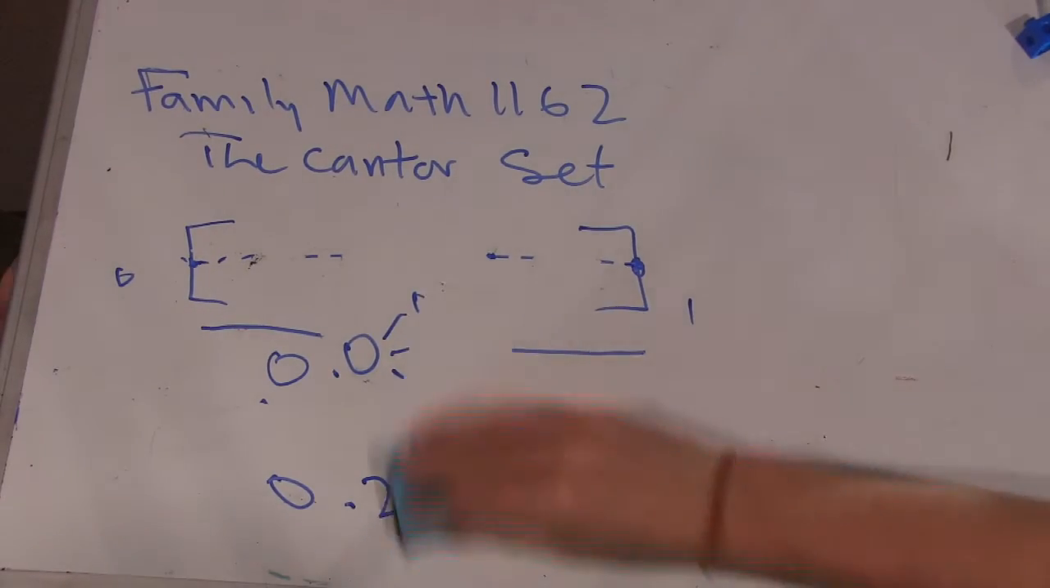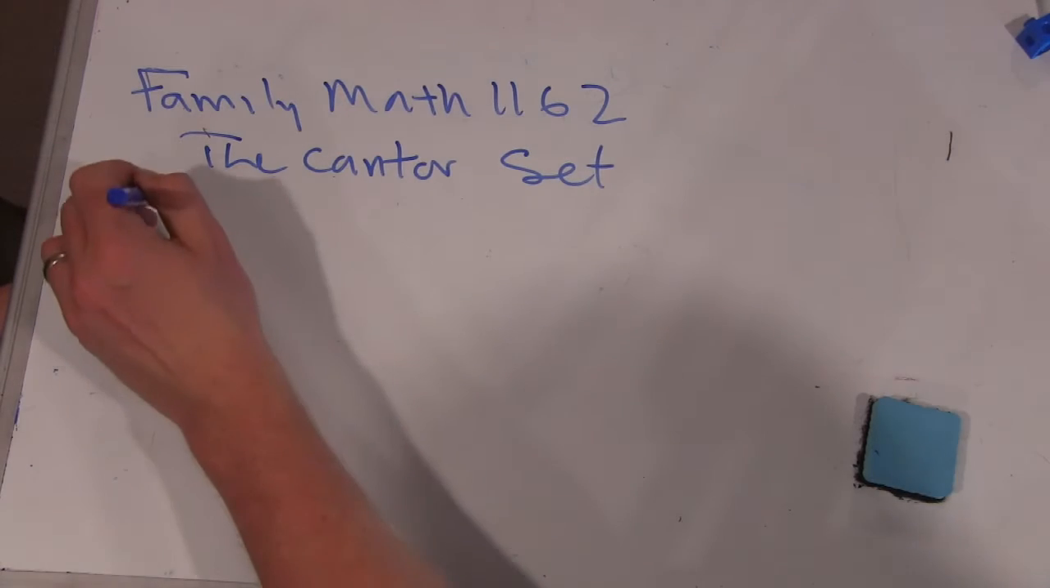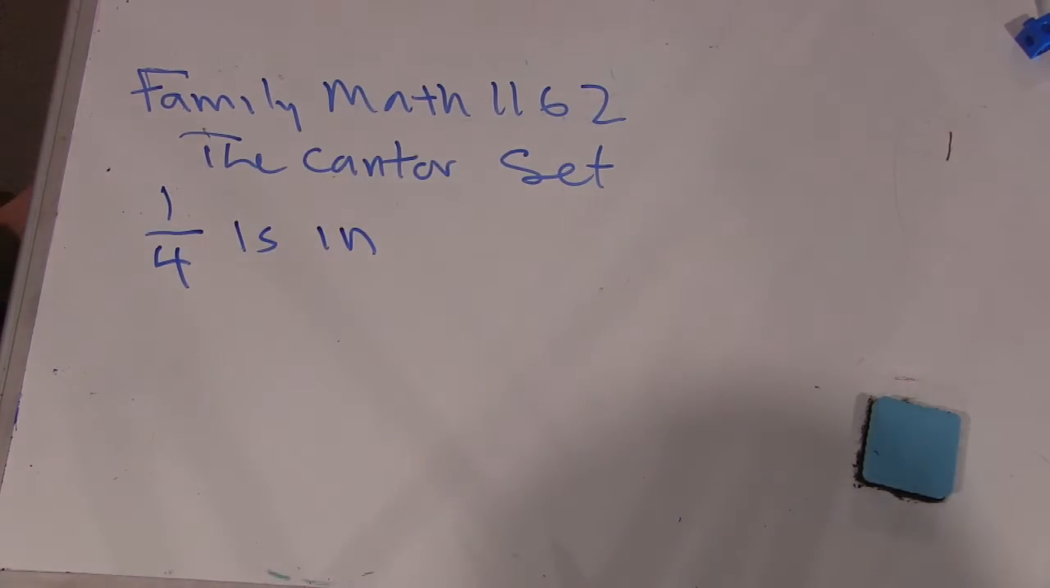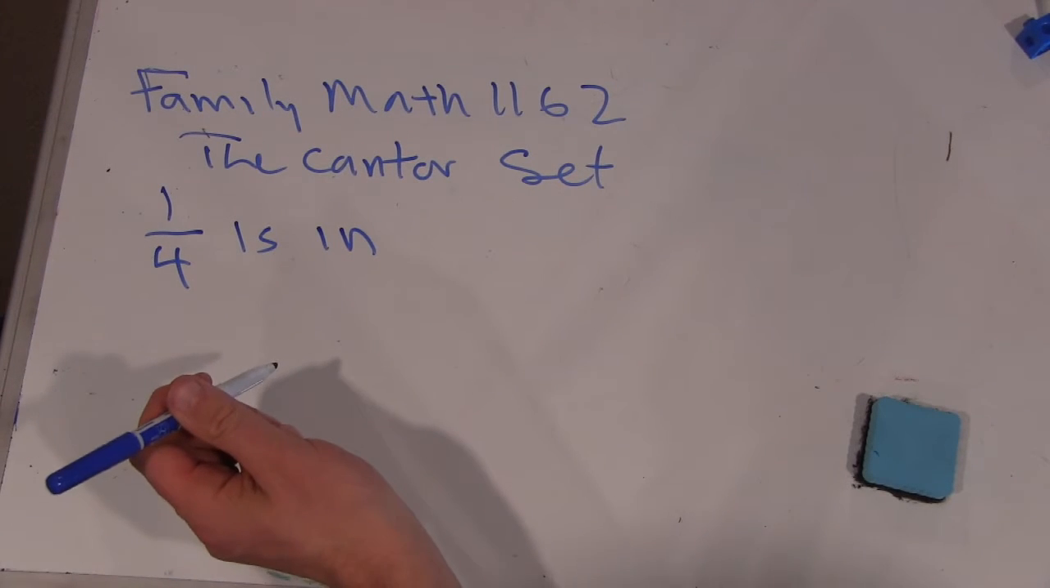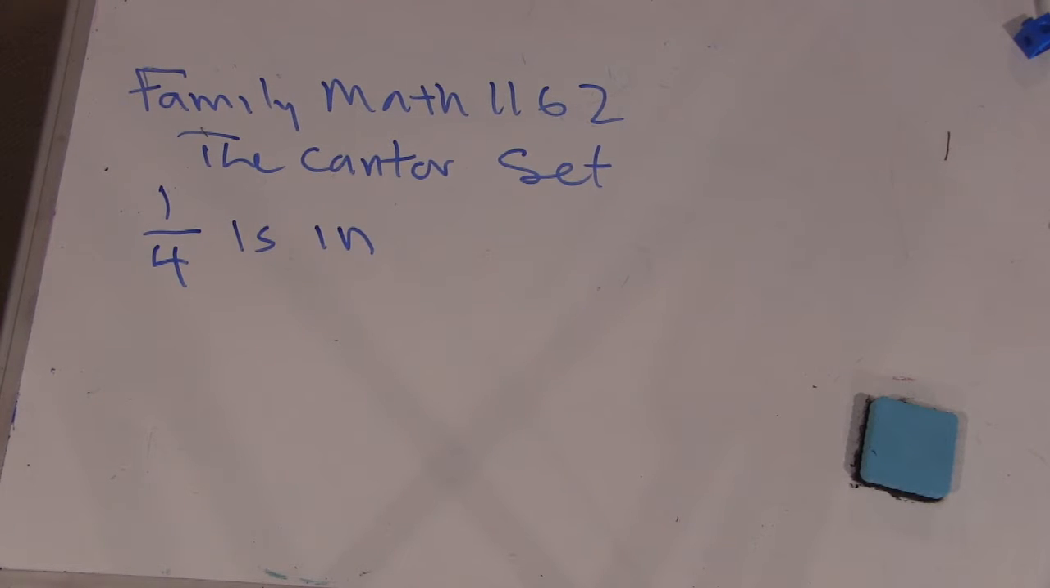So one interesting thing that I did not know until yesterday was that 1/4 is in the Cantor set. So 1/4 is a number that lives in the Cantor set. Right. And so I'm going to have you go through the exercise of trying to figure out how to write 1/4 in binary. And what we expect is we're only going to see zeros and twos.